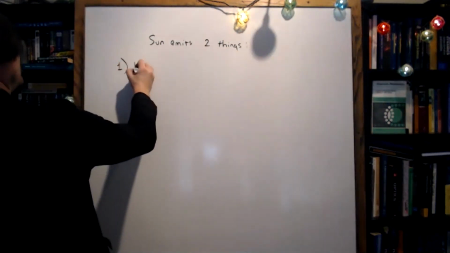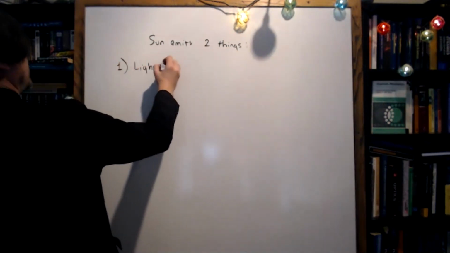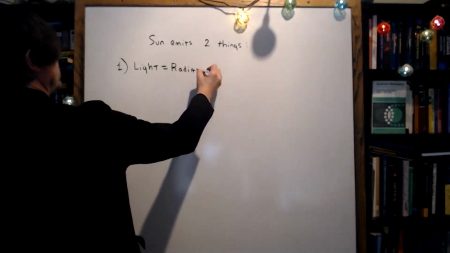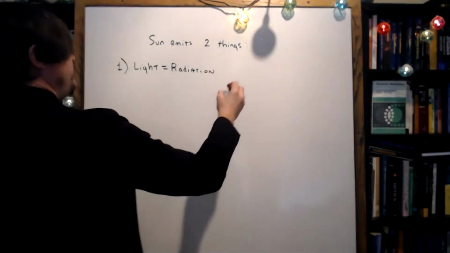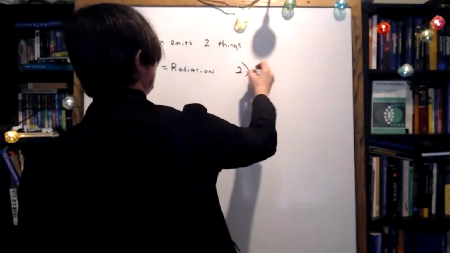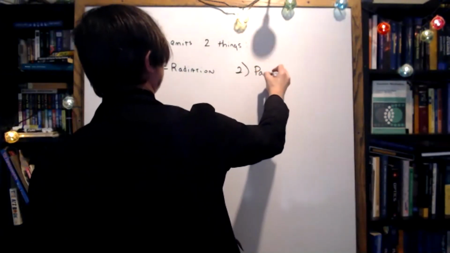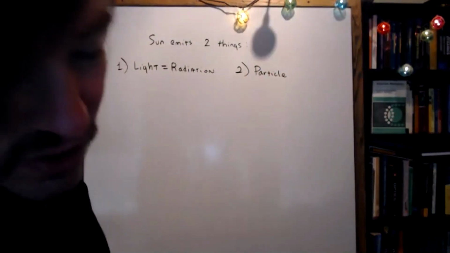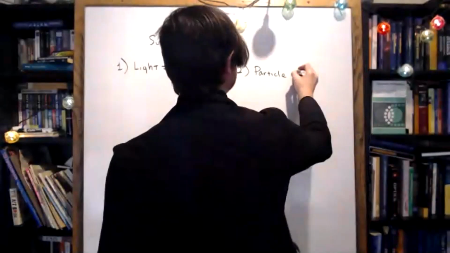One is light, which is sometimes called radiation. The second thing it emits is particle emission, which is also called radiation.